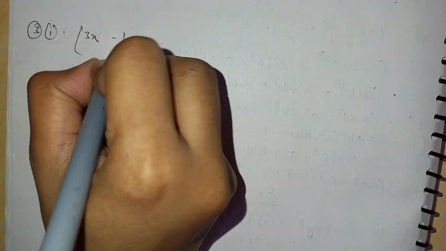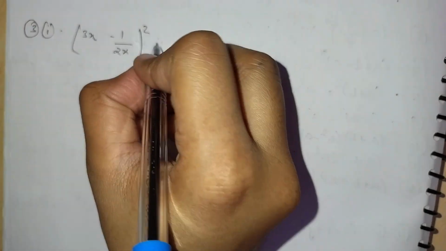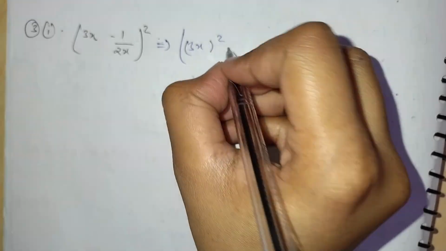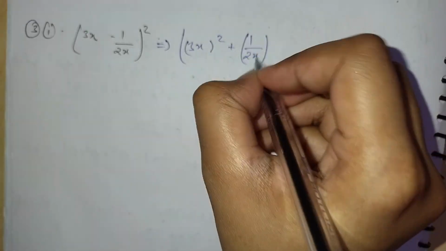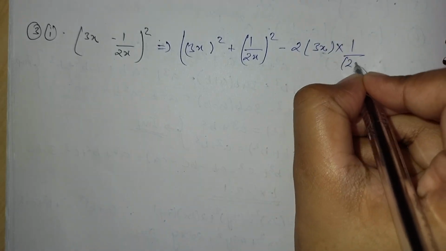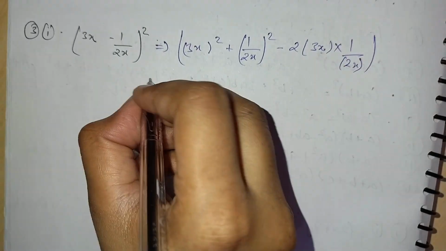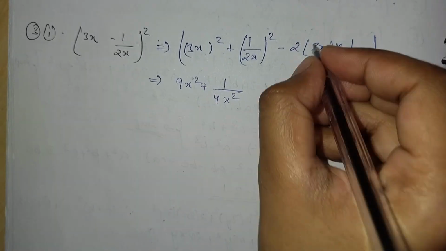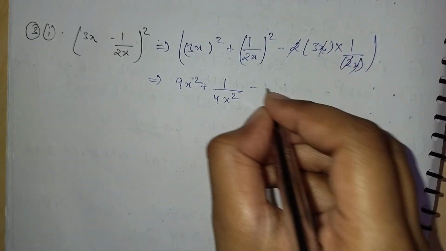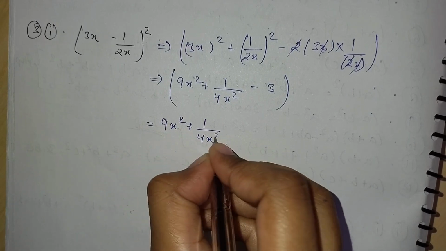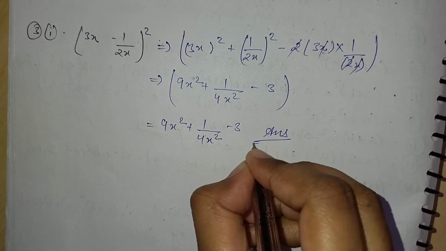Now the first part here is (3x − 1/2x)². On solving this, we will get (3x)² + (1/2x)² − 2(3x)(1/2x). On solving this, we will get 9x² + 1/4x². On cancelling out x from here and 2 from here, we will get minus 3. So 9x² + 1/4x² − 3 is the answer in this question here.